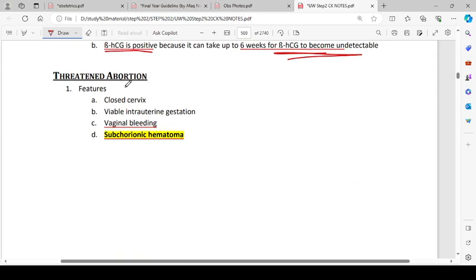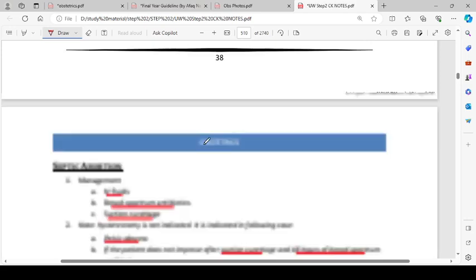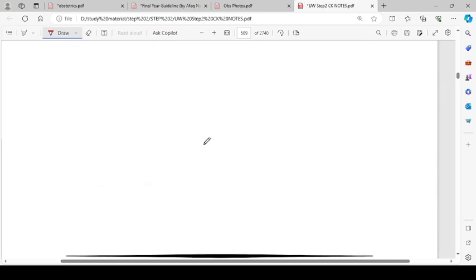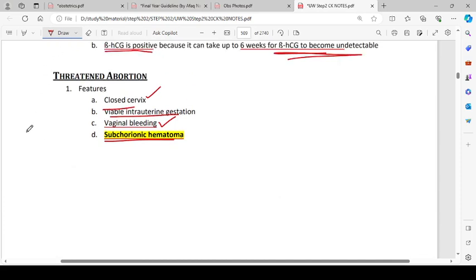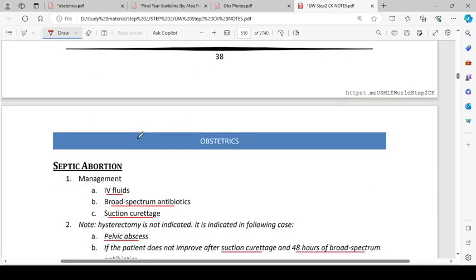Then threatened abortion. Features are closed cervix, viable intrauterine gestation, vaginal bleeding, and subchorionic hematoma. So that is happening in the threatened abortion. The cervix is closed. All the things that start with I have an open cervix. So threatened abortion, which does not start with I, has a closed cervix, viable intrauterine gestation, vaginal bleeding, and subchorionic hematoma.